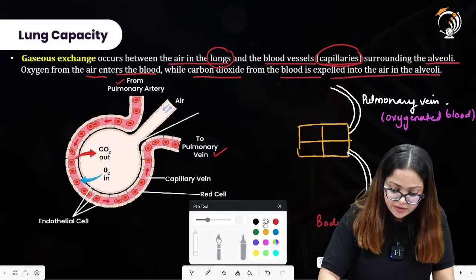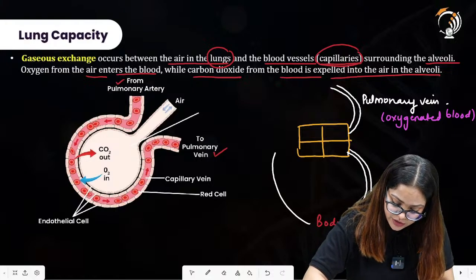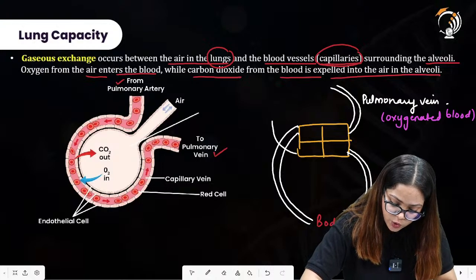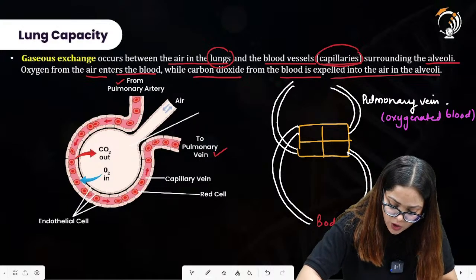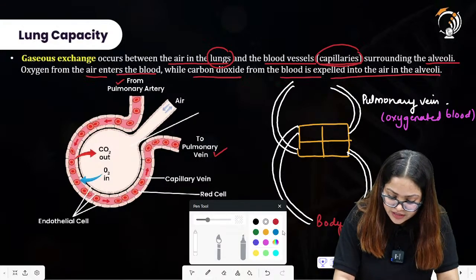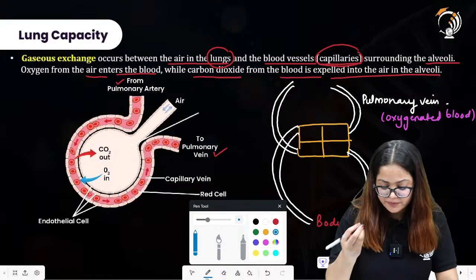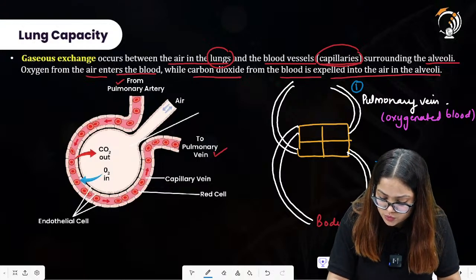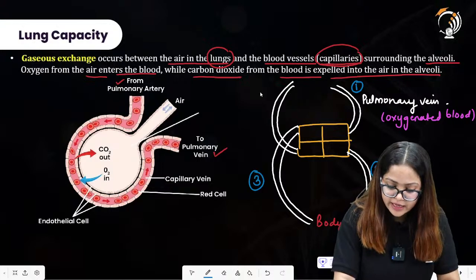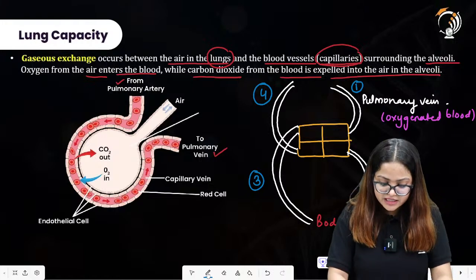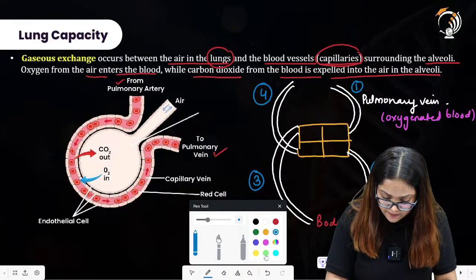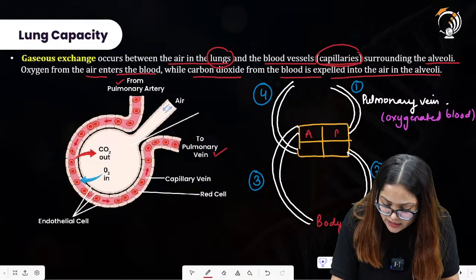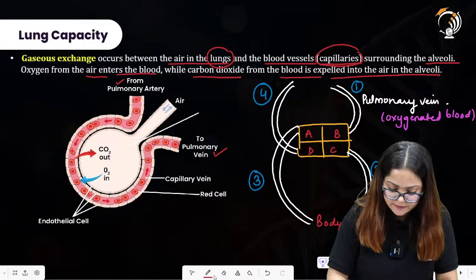The deoxygenated blood will go back to the heart, and from the heart it will go toward the lungs for further oxygenation. Now can you tell the names of these blood vessels here? Let me mark 1, 2, 3 and 4. Can you quickly name these blood vessels? Let me give you another quiz as well. Name the chambers here: A, B, C, D. Try.